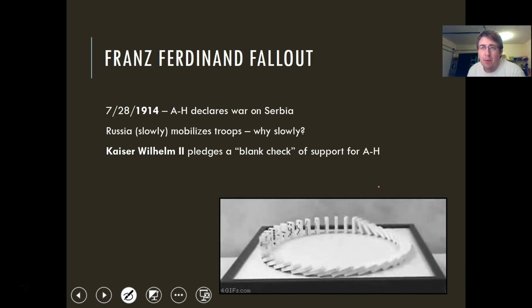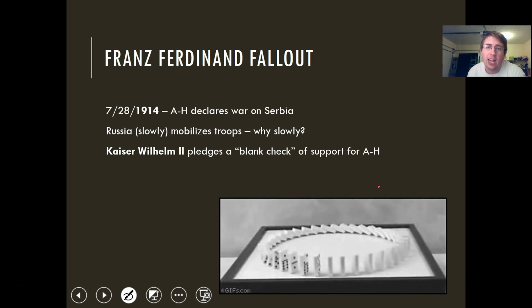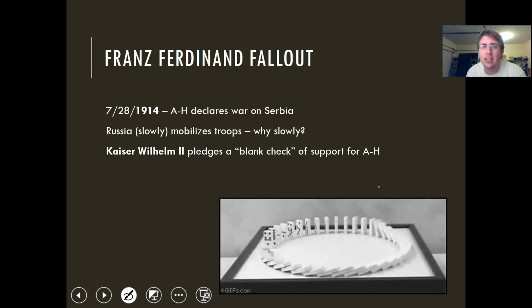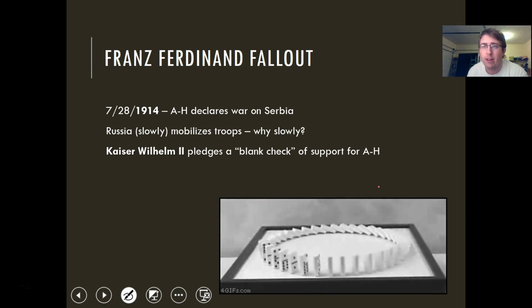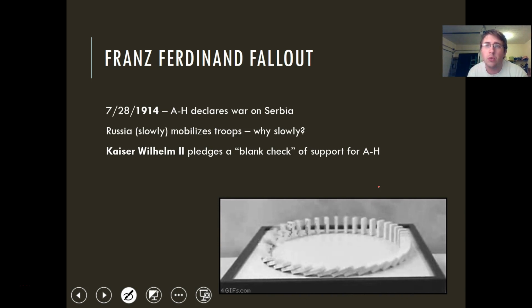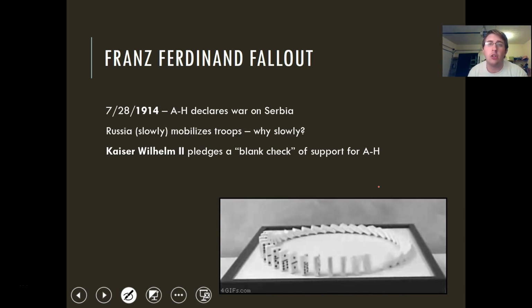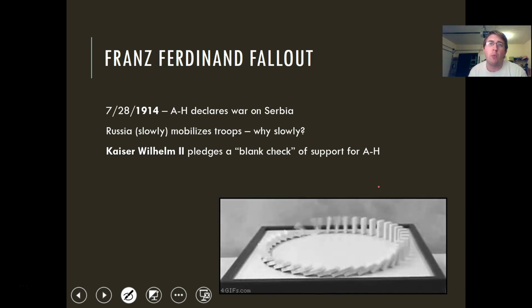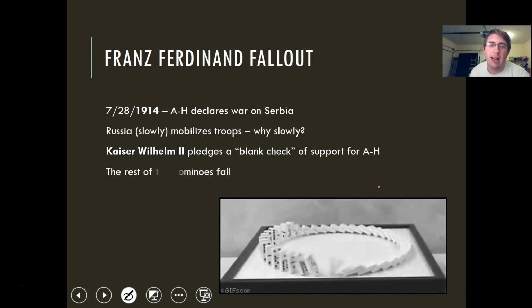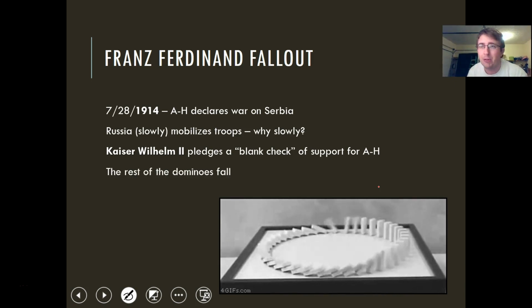Kaiser Wilhelm II, remember, the leader of Germany, pledges a blank check of support for Austria-Hungary, saying, you know what, our Austrian friends, whatever you want to do, go for it. We got you in any way, shape, or form. We got your back any way possible. And then the rest of the dominoes continue to fall.